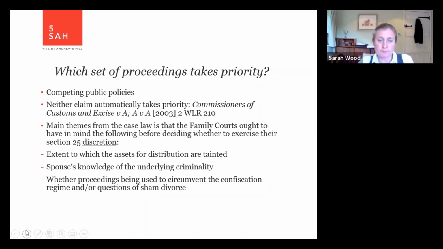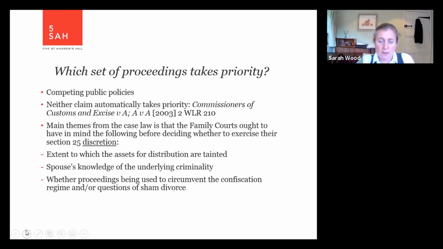That being said, there are, it seems to me, three main themes that emerge from the case law, particularly the family courts having in mind whether or not they should exercise their discretion under Section 25, or whether they should let the matter be dealt with by the confiscation proceedings, or whether they should make determinations within the family proceedings which effectively enable the funds which would otherwise be available for distribution to be ring-fenced and then available for the confiscation.